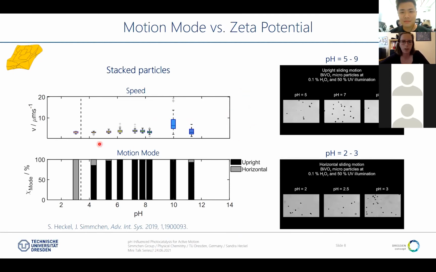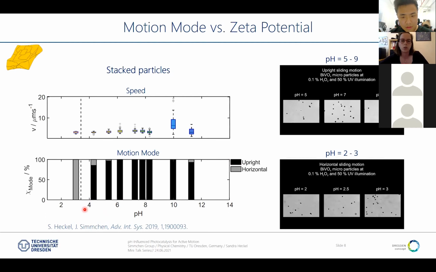So here again, you have the plot of the speed that you already know, but below now you see a plot of the motion mode, which just means the way the particles move. You already saw that for neutral conditions where we watched a video before, the particles rotate by 90 degrees and then they move when we illuminate them. This is what we call upright motion. And this is what happens at every pH above this point of zero charge. And this is the black bars here.